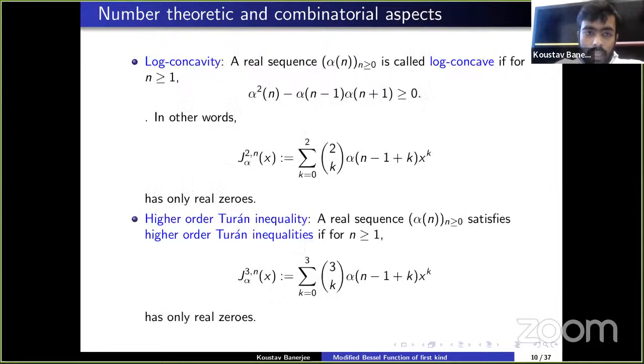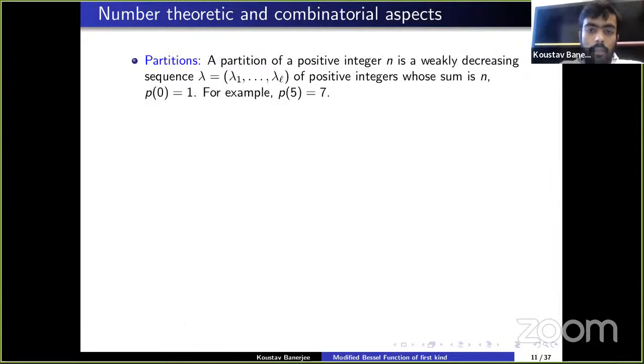So let's go for an example to see how this log concavity and higher order Turán inequality property works. For partitions, I will take alpha n to be p(n). Then what is a partition? A partition of a positive integer n is a weakly decreasing sequence of positive integers whose sum is n. Like p(0) is defined to be 1. p(5) is 7.